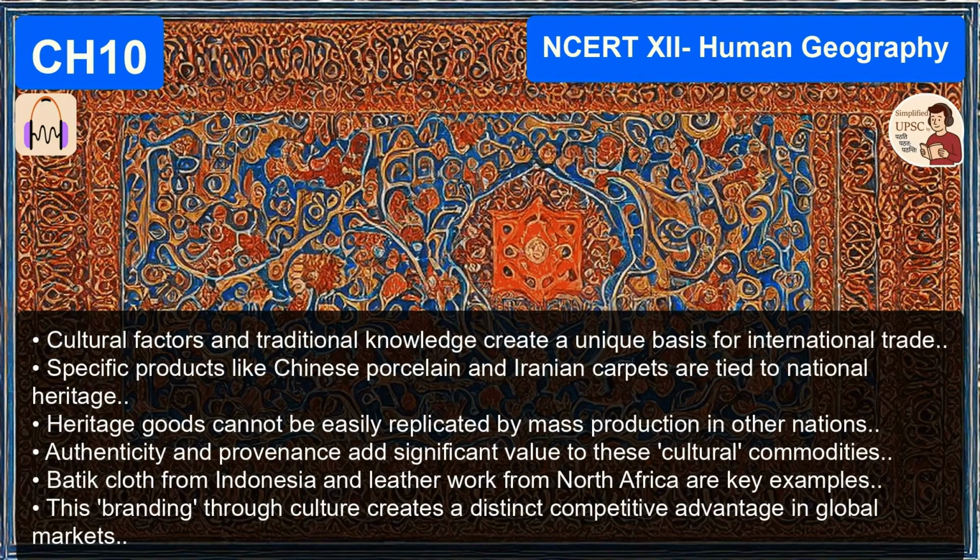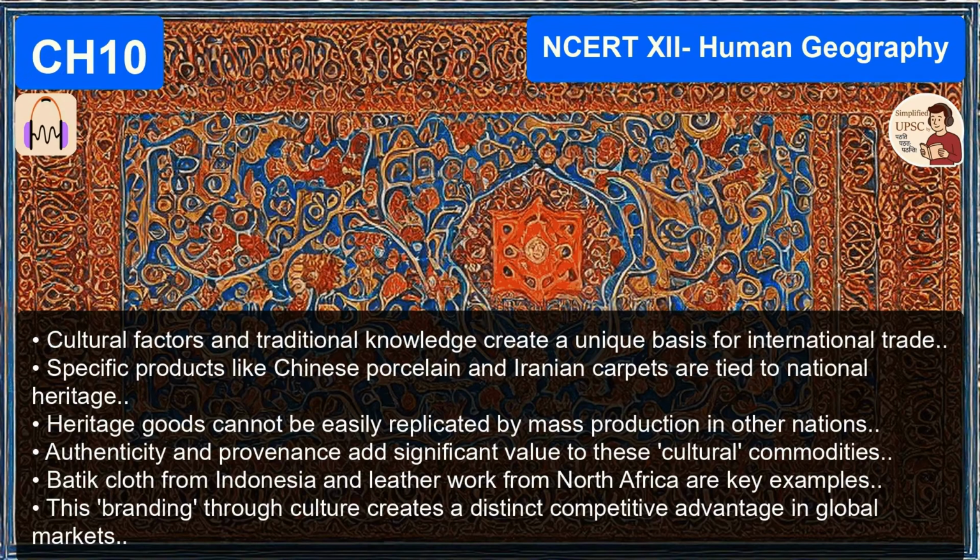Porcelain from China. The famous Ming vases. Right. Carpets from Iran, leatherwork from North Africa, and batik cloth from Indonesia. These aren't just commodities. They're not just textiles or rugs. No, they are pieces of culture. You can build a factory in Detroit and make a rug, but you cannot make a Persian carpet. The value is in the lineage, the traditional knowledge passed down through generations, the cultural provenance. That branding, which is really just authenticity, creates a massive trade advantage.